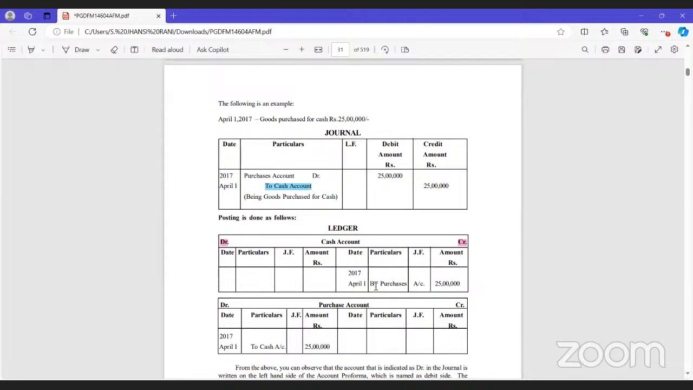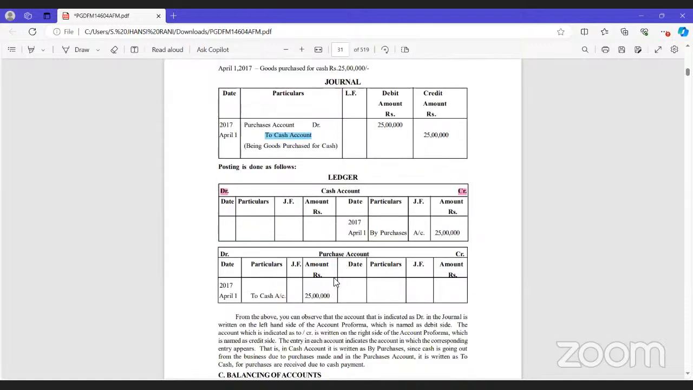So I'll write here "By purchases" on the credit side. In journal entries, we won't write "by" or "to", we write only two. But in ledger accounts, we write "By purchases". In the cash account, we write the opposite of that, "By purchases", and the amount is 25 lakhs.